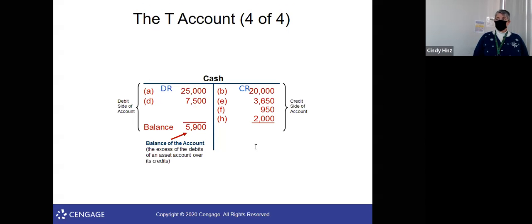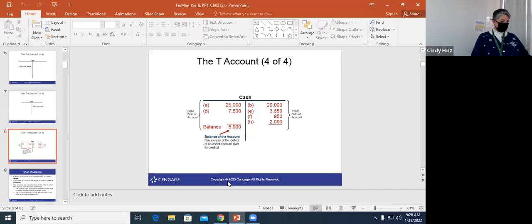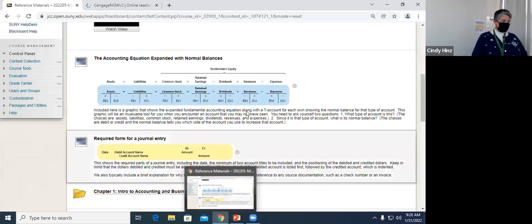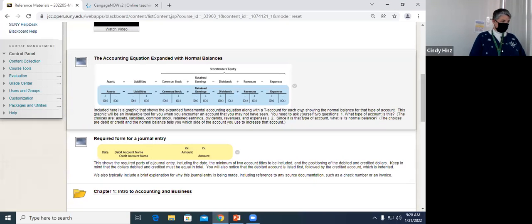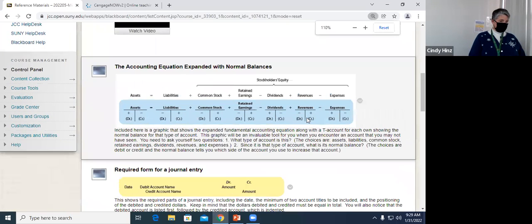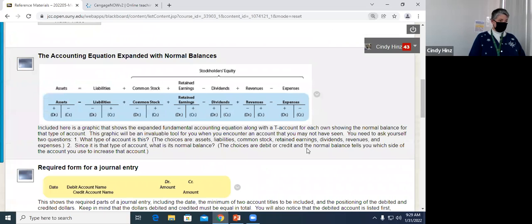So a T account has a title on the top and a left side and a right side. So how do we use that left and right side? Well, to talk about this, I want to go back to what I have here in Blackboard for you. And I'll see if I can make that a little bigger so that you can see it better.